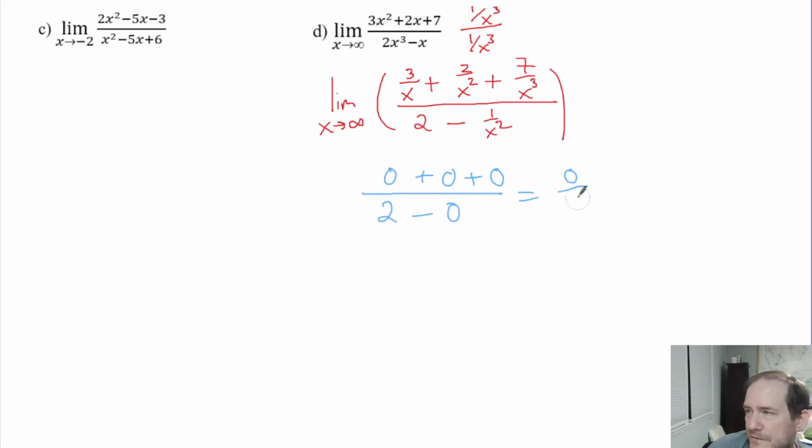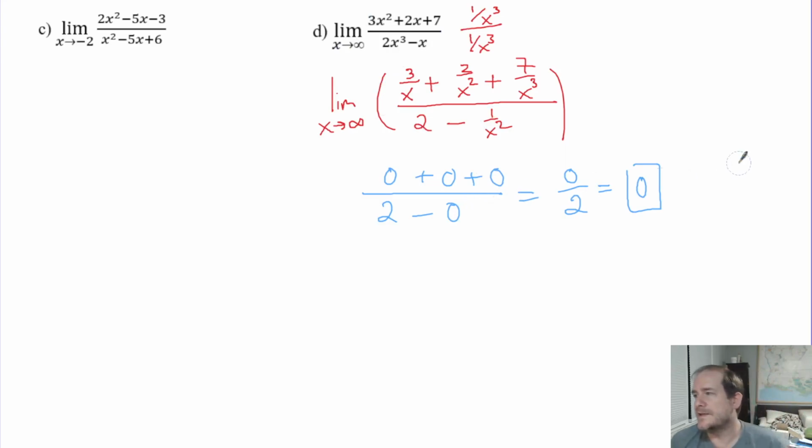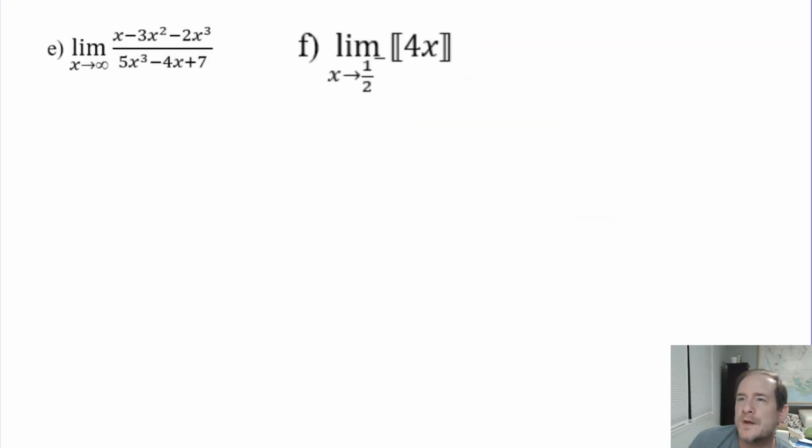So that's 0 over 2. That's not the indeterminate form. That's not 0 over 0. It's 0 over 2. So that is just 0, telling us that the answer was 0. So don't forget that little thing there. We talked about that a bunch.